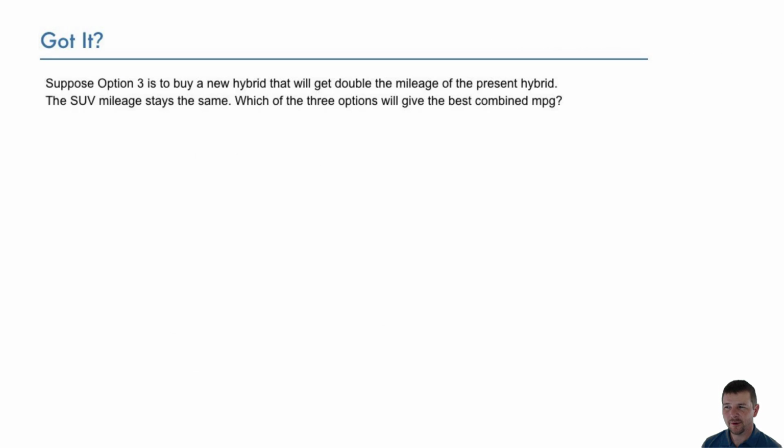Your turn. Suppose option 3 is to buy a new hybrid that will get double the mileage of the present hybrid. The SUV mileage stays the same. Which of the three options will give the best combined miles per gallon?